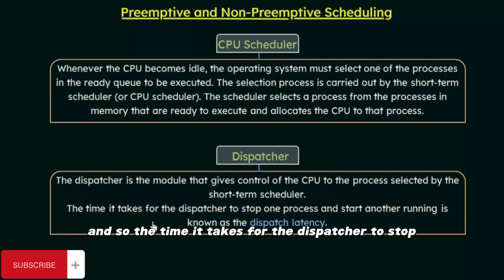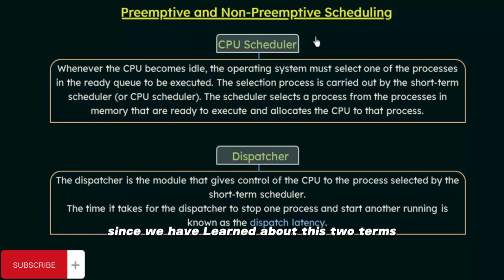And so the time it takes for the dispatcher to stop one process and start another running is known as the dispatch latency. So here is another term that we need to know about. Dispatch latency. That is the time that the dispatcher takes for stopping one process and starting another one. That means the time it takes for the dispatcher to switch the CPU between two processes. That is what we mean by dispatch latency. So we can know that in order to have an efficient computation, we need to have minimal dispatch latency.